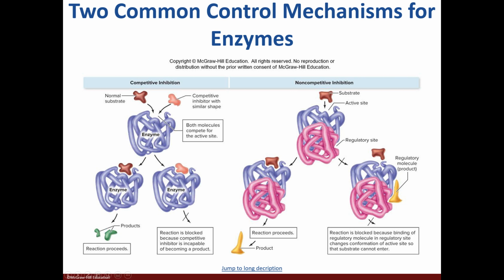In non-competitive inhibition, we see the regulatory sites and the active sites. On the left is our normal reaction. On the right, we see the product directly bind to the regulatory site, which changes the shape of the active site. This type of regulation is a type of negative feedback.